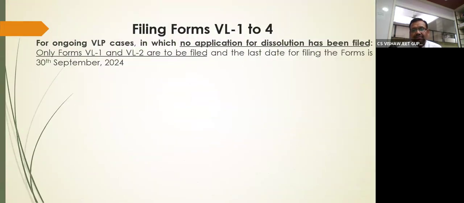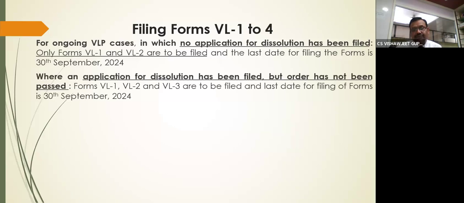Now, filing of forms VL1 to VL4 for all the voluntary liquidation process cases in which no application for dissolution has been filed: only forms VL1 and VL2 are to be filed, and the last date for filing the forms is 30th September 2024. So if you have any ongoing case in hand in which no application for dissolution has been filed with NCLT till now, then you will have to file only two forms, VL1 and VL2. VL2 I will discuss later on.